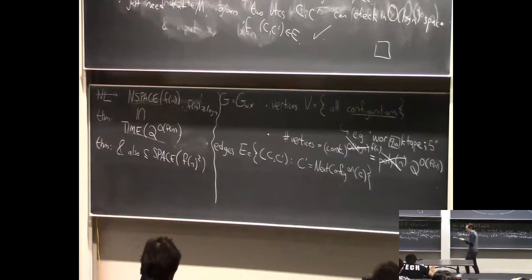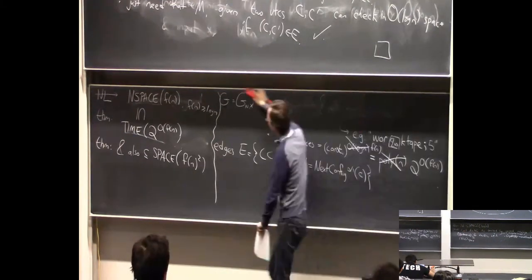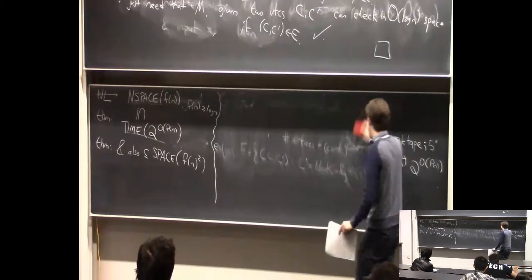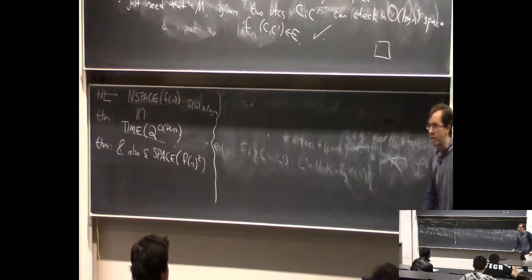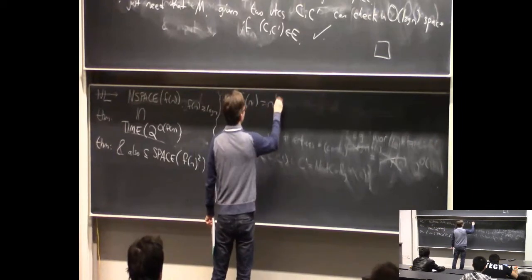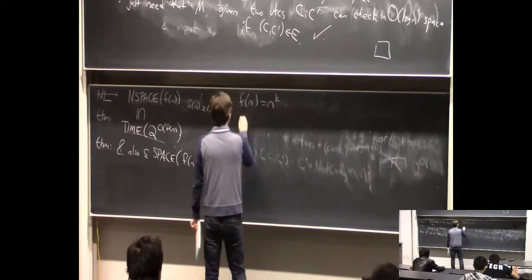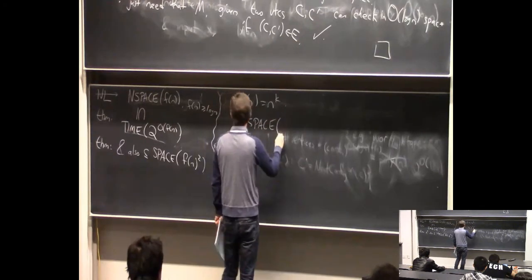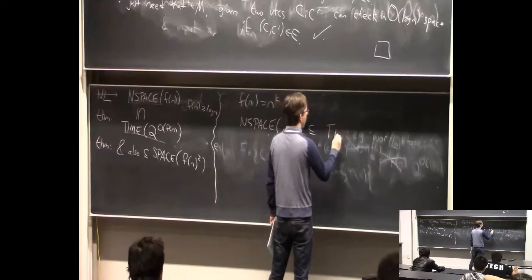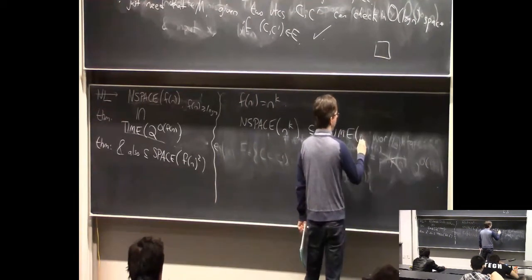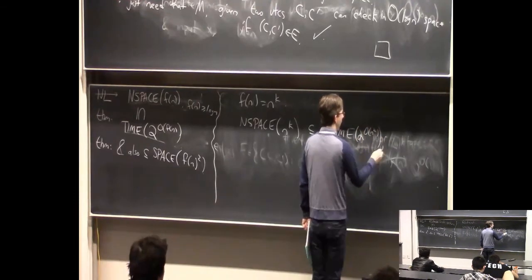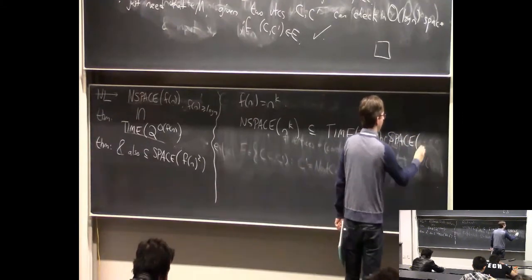OK, so good. As I said, we pretty much only care about this fact for normal-ish functions like log n, or the second most popular one would be a polynomial. So in fact, if you take f of n to be n to the k for some fixed value k, what do you get? You get non-deterministic space n to the k is contained in time exponential in n to the k. And it's also contained in space n to the 2k.